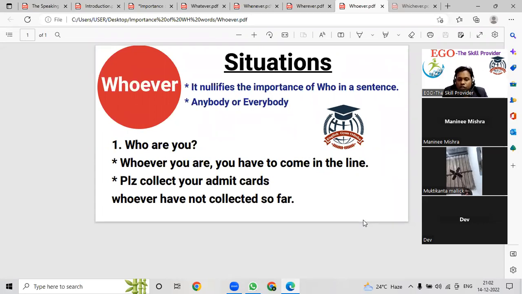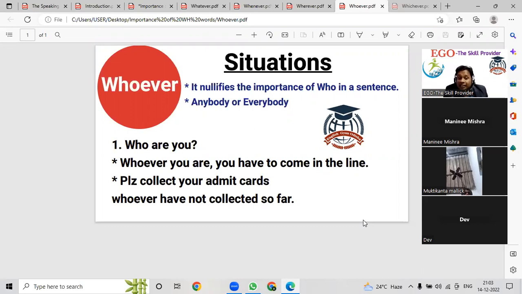Whoever you are, you have to come in line. See, suppose I am... imagine I am the son of an MLA, and you are running a business. I come in line and say, I am the relative of that MLA. What will you tell me? Whoever you are, you come in line. Whether you are the son of a police officer, the son of an MLA, or anybody, you have to come in the queue, you have to come in the line.